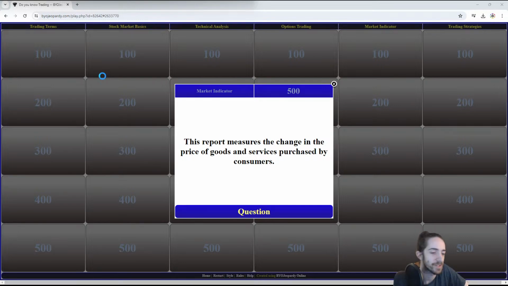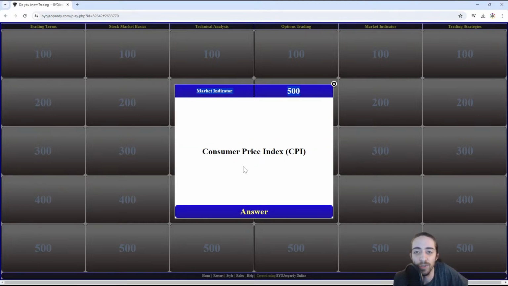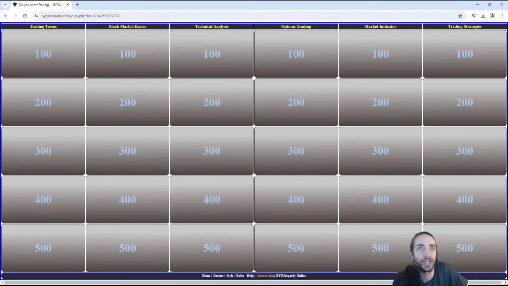CPI, Joyce, Keith, Victoria, you guys are killing it tonight. Good stuff, good stuff. What is the Consumer Price Index? What is the CPI? Great job, everybody.